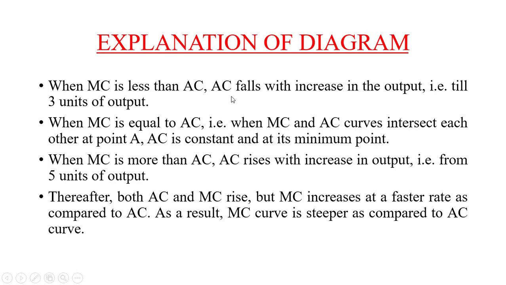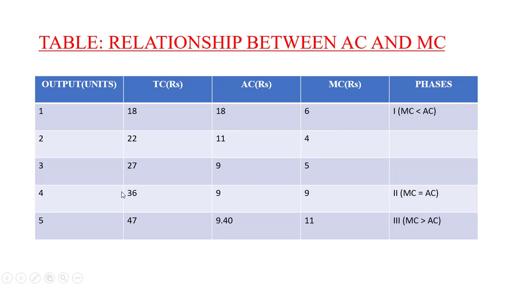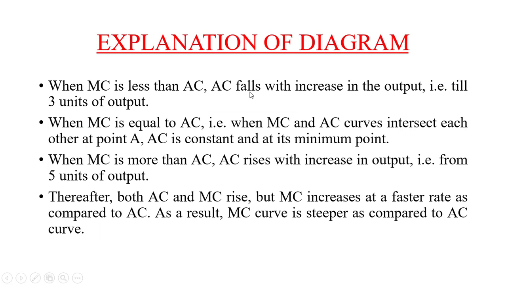When MC is less than AC, AC falls with increase in the output till the third unit of output. We have seen in the diagram, and the explanation is taken from the diagram as well as from the table. Till the third unit of output, MC was less than AC. If we just go back, you can see till the third unit, MC is less than AC. See here, 6, 18, 4, 11, 5 and 9, right? So in this, till the third unit, it is less. MC is less, right? So AC is falling in that case.